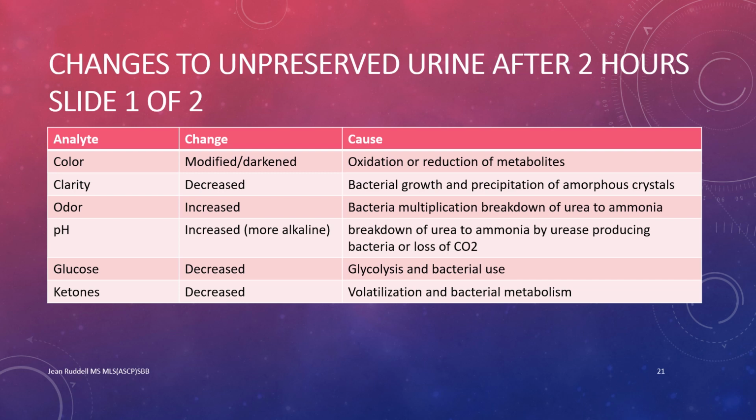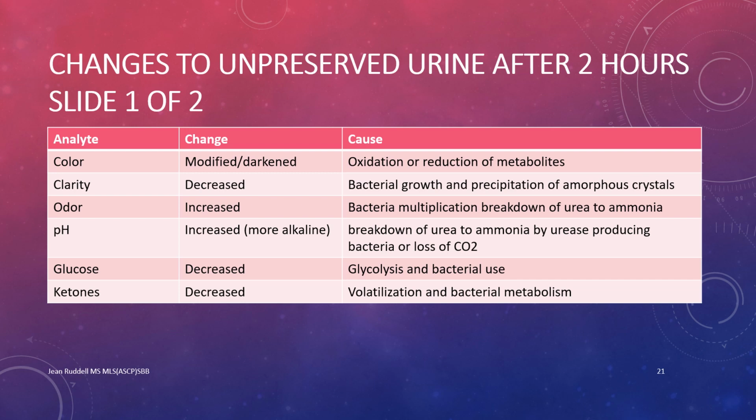The color will darken due to oxidation or reduction of metabolites. The sample will become less clear or cloudier due to bacterial growth and precipitation of amorphous crystals. The odor of the urine will increase due to multiplication of bacteria and the breakdown of urea to ammonia.